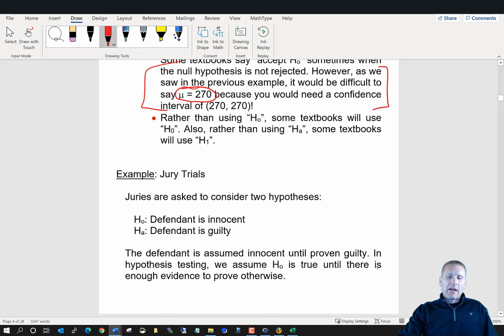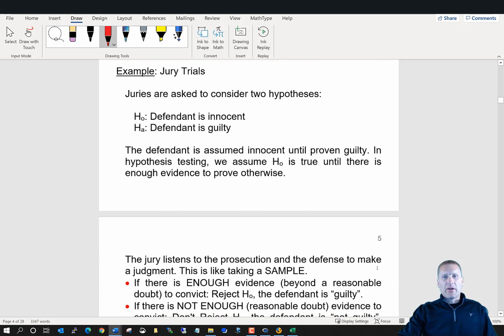Okay, let's talk about a classic example that pretty much everyone talks about when introducing hypothesis testing. That involves jury trials, because the decision process associated with jury trials is often very similar to the decision process that we have with hypothesis testing. So juries are asked to consider two hypotheses in the U.S. judicial system. H0 would be the defendant is innocent. HA is the defendant is guilty. And in our system, the defendant is assumed to be innocent until proven guilty.